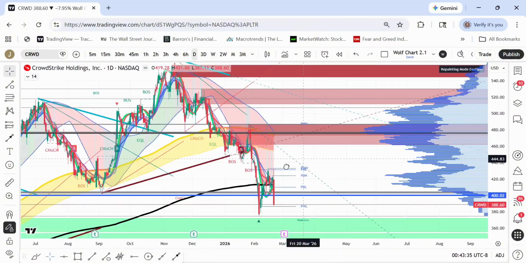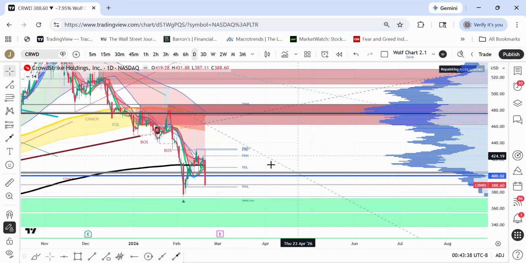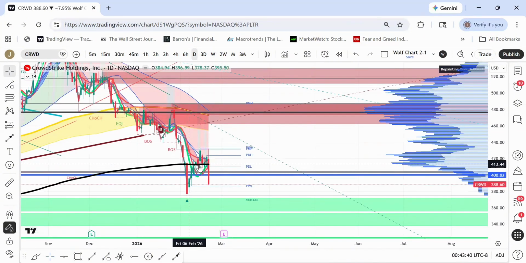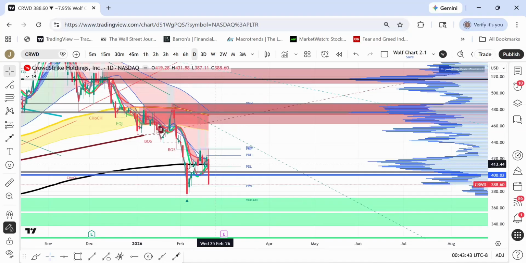Now let's look at CrowdStrike. We are currently battling right here at this 400 EMA. Remember, this is another line after a deeper pullback, after we lose the 200 cloud. You can see stocks come to this 400 EMA, and sometimes we'll even lose the 400 EMA like we've seen in previous stocks. But right here, we're battling at this 400 EMA.